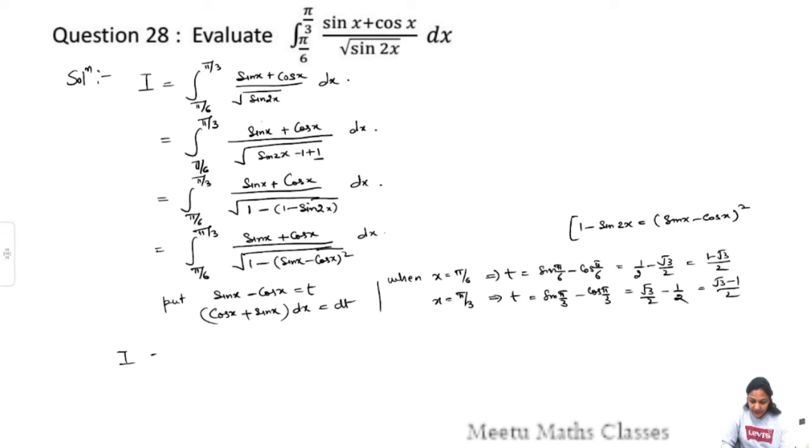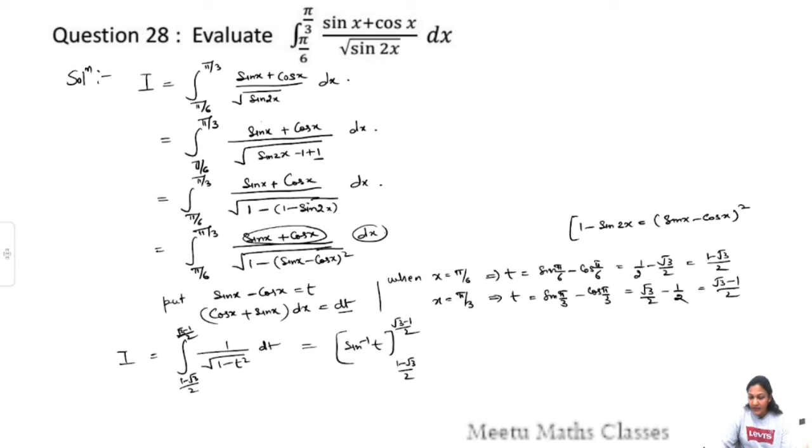So your I will be, your limits have changed to 1 minus root 3 by 2 to root 3 minus 1 by 2. And sin x plus cos x dx can be replaced by dt, and your integral will become 1 upon square root of 1 minus t square dt. And this integral of 1 upon square root 1 minus t square will be sin inverse of t. Now in this function we are going to put our limits, and that will give you sin inverse of root 3 minus 1 upon 2 minus sin inverse of 1 minus root 3 by 2.